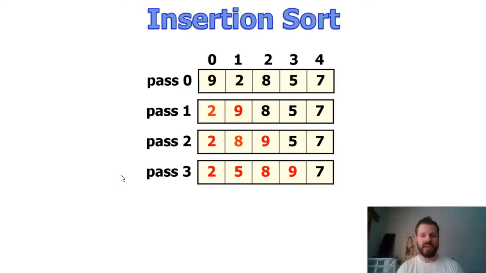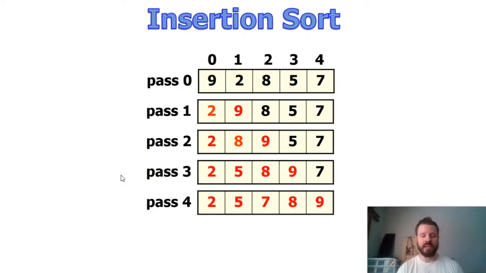Same thing with the 7. We'll insert that in the right spot. There are some more steps that happen in between, but that's the basic idea. It's actually a pretty easy sort to do by hand. It's pretty simple to get the steps of insertion sort in the right order.